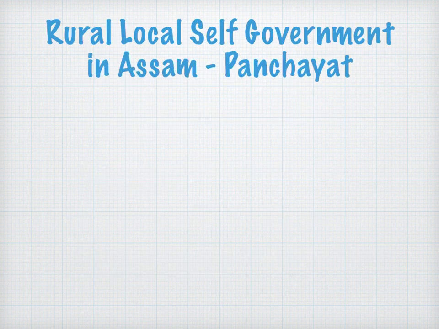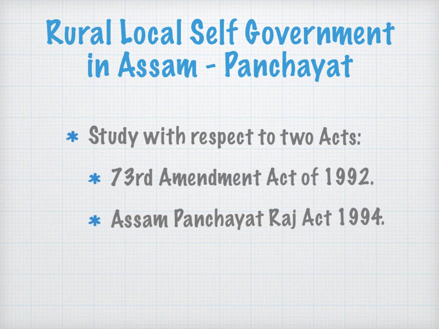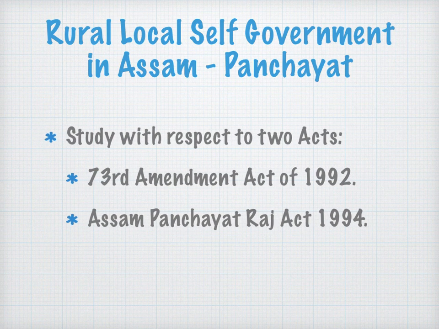For rural self-government in Assam, that is the Panchayat Raj system, we will focus our study with respect to these 2 broad acts. We will definitely look into the 73rd Constitutional Amendment Act of 1992, because it lays down the foundation and the broad framework of the Panchayat Raj system in India. And then we will also look at the Assam Panchayat Raj Act of 1994, because this act took up the provisions of the Constitutional Amendment of 1992, got it passed in the Assam State Legislative Assembly, and made it an act as per which the provisions are applied in Assam for Panchayati Raj.